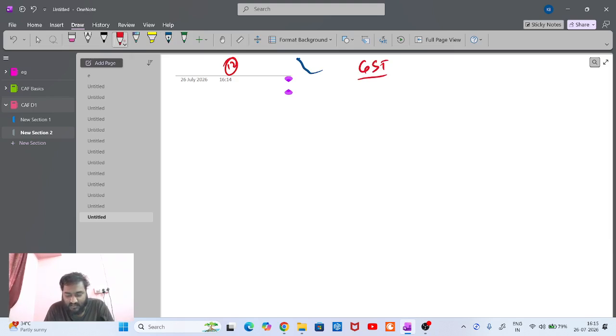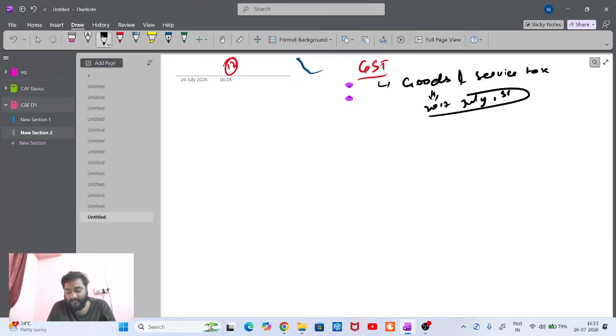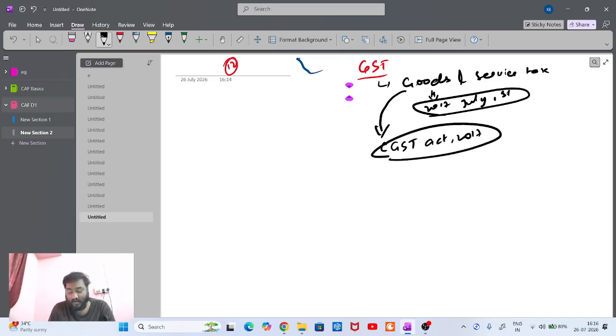Let's start with GST. What is GST? GST means Goods and Services Tax. Introduced on 1st July 2017, and governed by the CGST Act 2017. There should be a law for the collection of taxes, right? This is all general information. You do not have to remember this. You will remember this after CA Foundation.